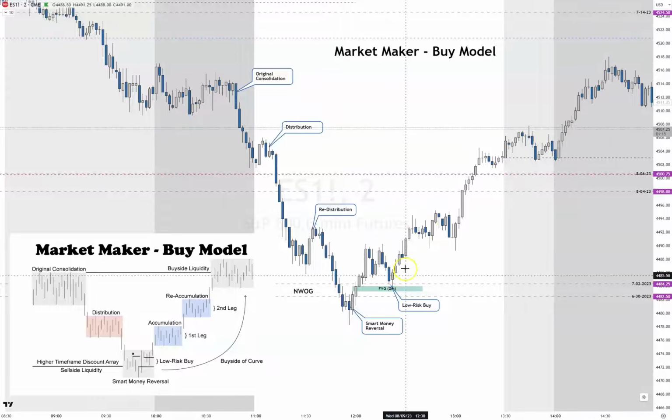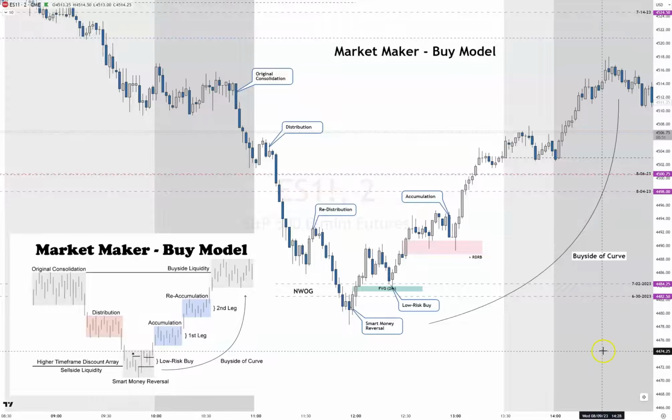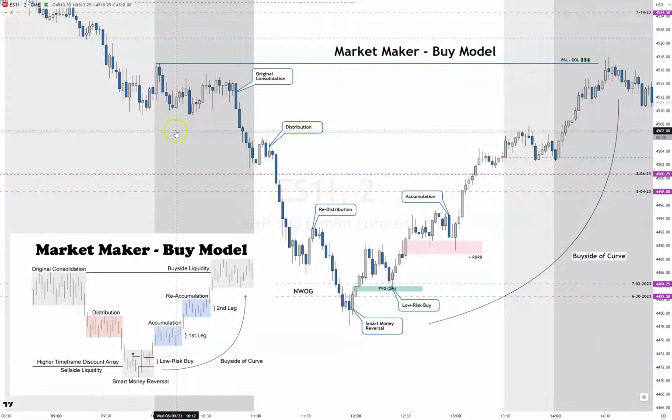We want to see the first leg of the side. What I see here is the redistributed, rebalanced PD array right here. Price goes up, price comes down, comes up, trades into it. That's the RDRB right there. So that is the accumulation phase. Now what we know is we are on the buy side of the curve. Our target is the start of consolidation right here, buy side liquidity target.